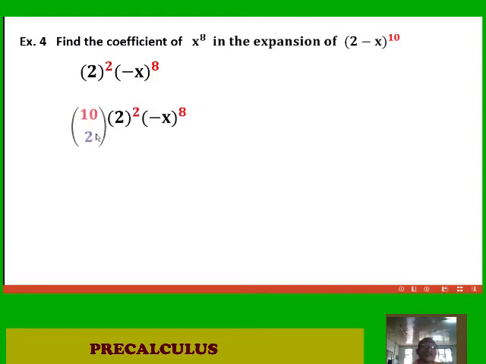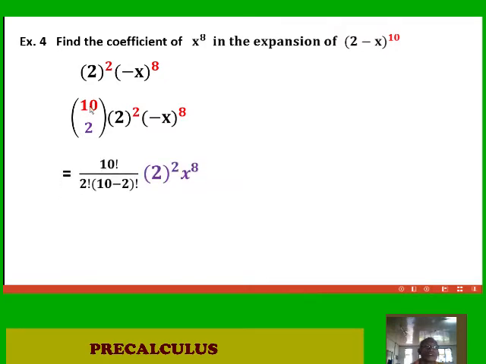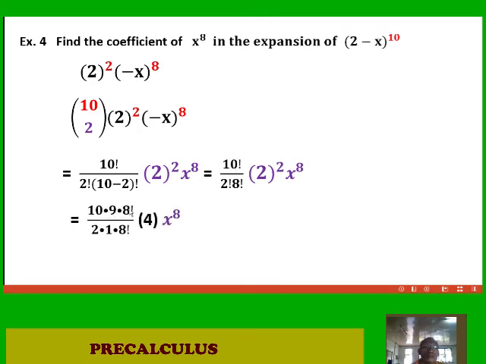Okay, so we need to determine the coefficient of this term involving x to the 8th. So we have here n, 10, and the exponent of the first term is 2. So taking the combination of 10 choose 2, this is 10 factorial over 2 factorial times 10 minus 2 factorial. 10 minus 2 is 8. Expanding the factorial, 10 times 9 times 8 factorial over 2 factorial, which is 2 times 1 times 8 factorial, cancelling out 8 factorial.